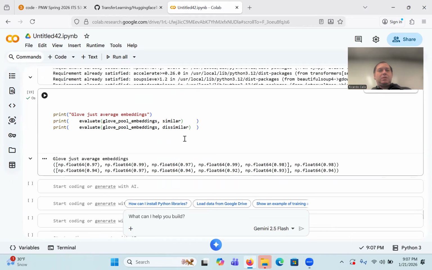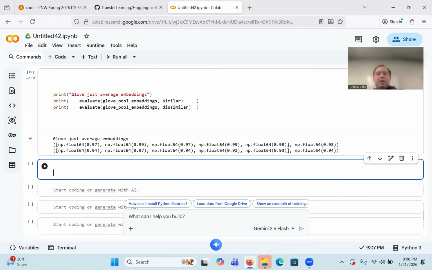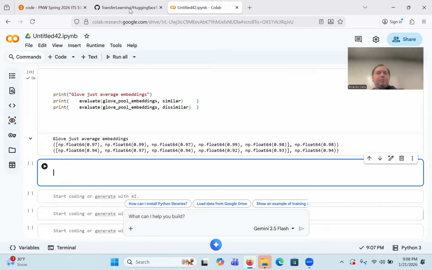And so this is saying the score is not that great. It should be like this one should be high. This one should be a bit lower. Okay. So let's try another one.